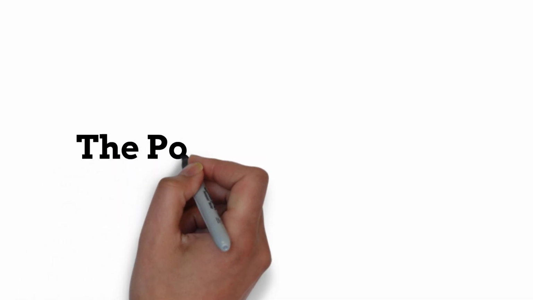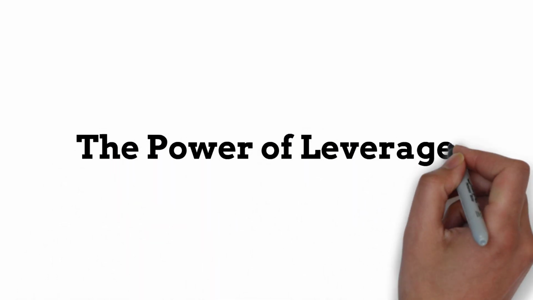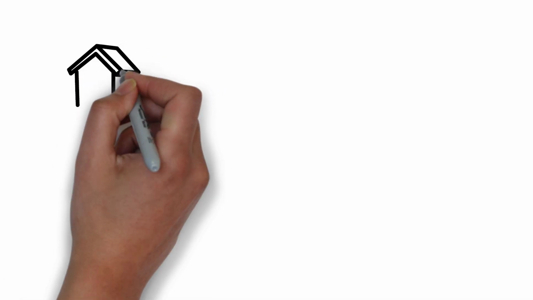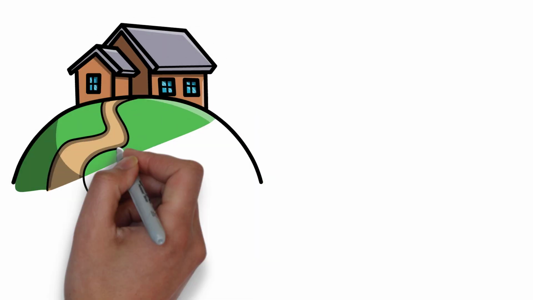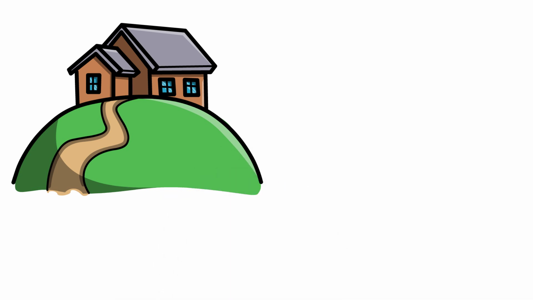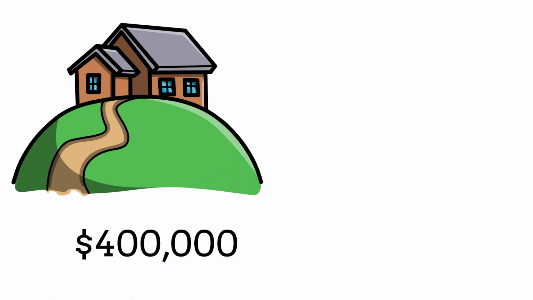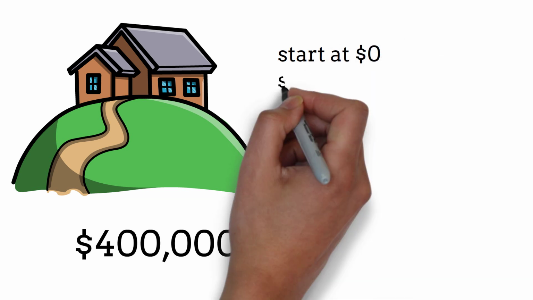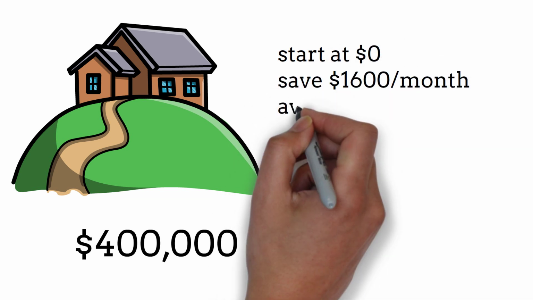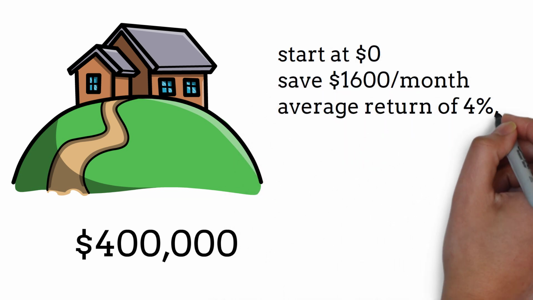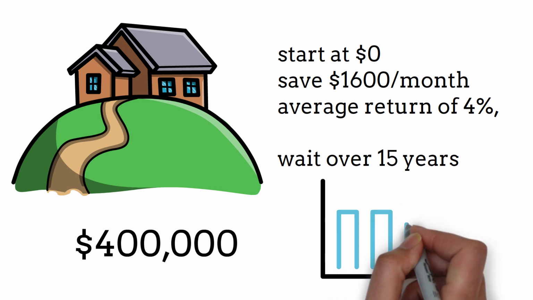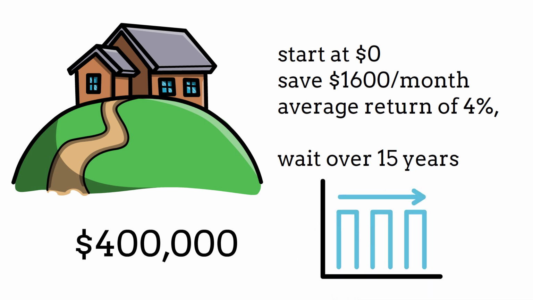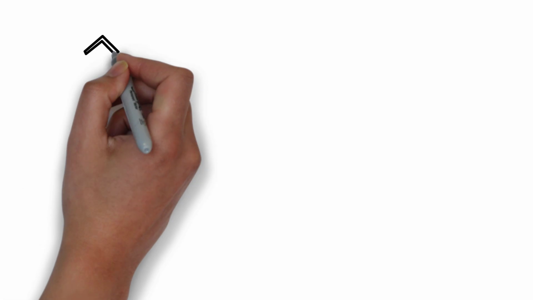The power of leverage. Now that we've discussed the difference between good and bad debt, let's discuss how debt can accelerate your wealth building. Let's go back to the mortgage example. Let's say that the house that we want to buy is $400,000. If we assume that we start with $0, save $1,600 a month, and get an average return of 4%, we'd have to wait over 15 years before we'd have enough money to buy the house outright. That's also assuming the house price doesn't change in those 15 years, which is highly unlikely.